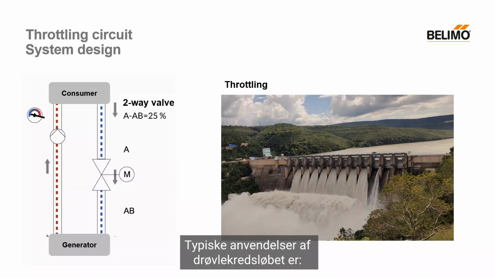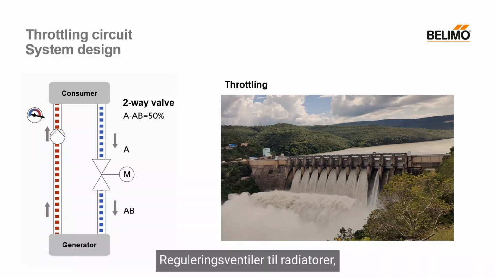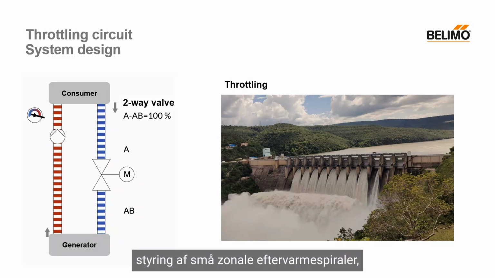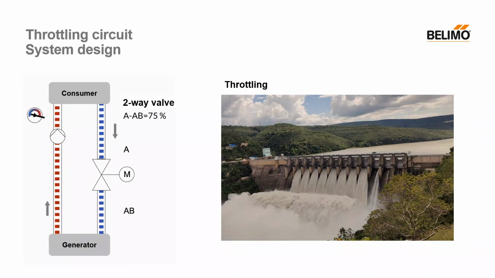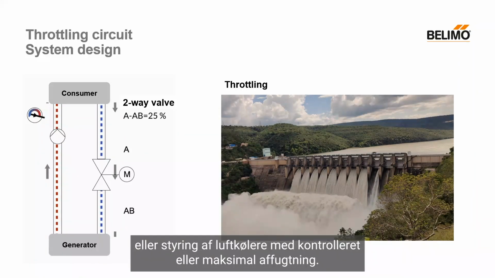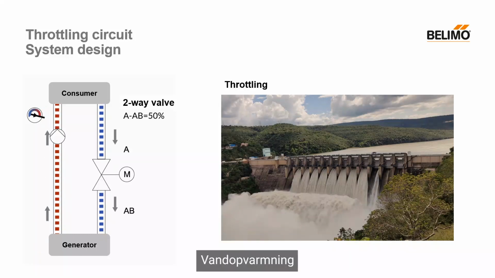Typical applications of the throttling circuit are control valves for radiators, zone valves for individual room control, control of small, zonal post-heating coils, control of water or water heat exchangers, or control of air coolers with controlled or maximum dehumidification. Water heating.